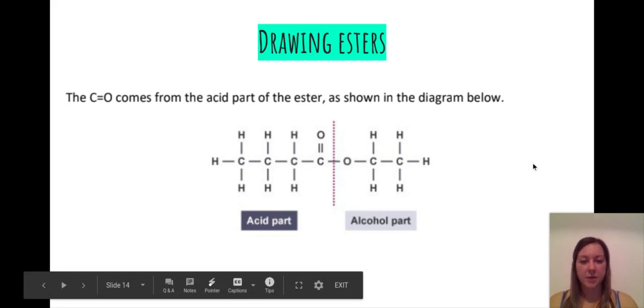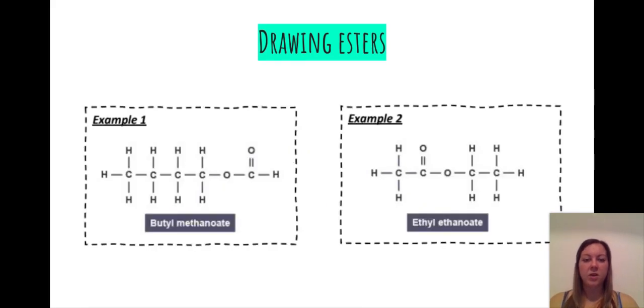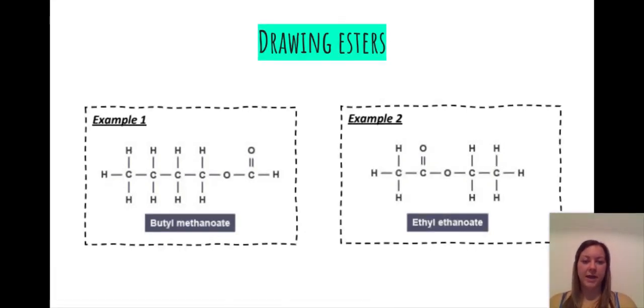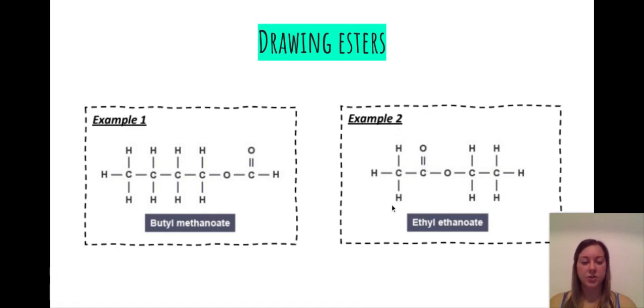Again, practice makes perfect. The more you practice drawing esters, the better you become. Here are 2 examples. Again, butyl methanoate and ethyl ethanoate. I always draw the acid first and then add the alcohol on at the end. So if I know I have ethyl ethanoate, for example, I will draw my C double bond O with my carbon with 3 hydrogens attached, and then I'll add the O from the alcohol and the other carbons from the alcohol as well. That is just my personal preference. You might not want to do it that way, which is absolutely fine.